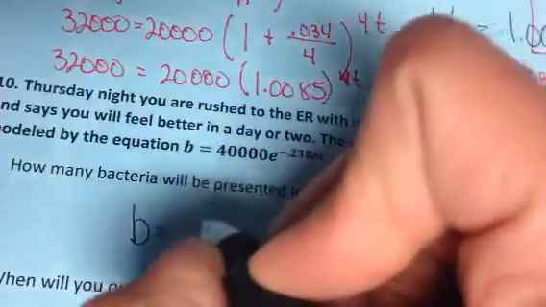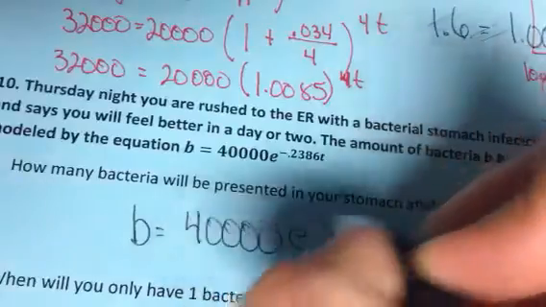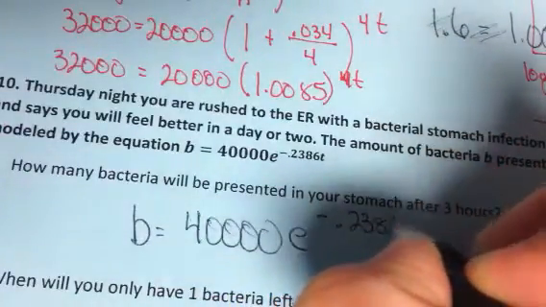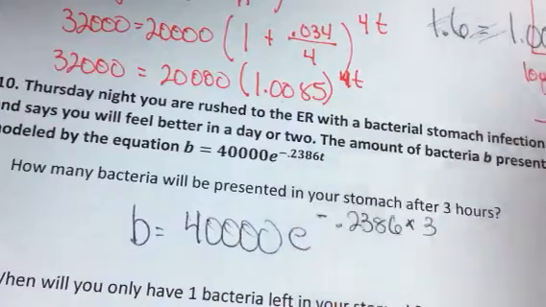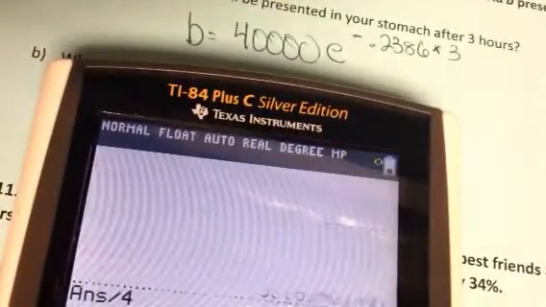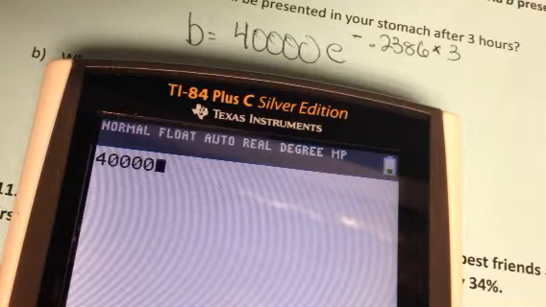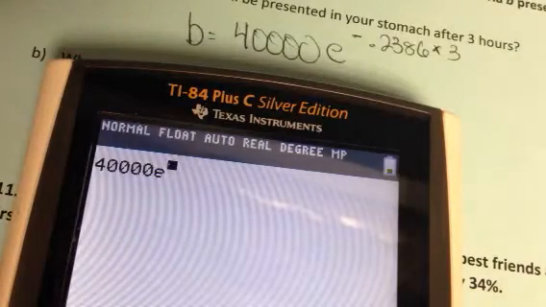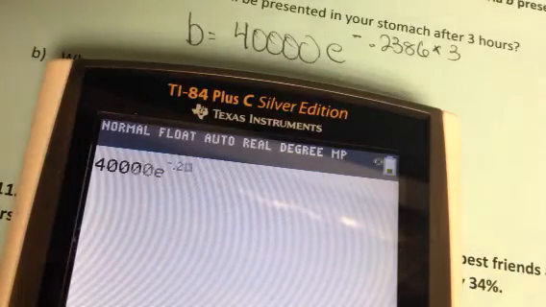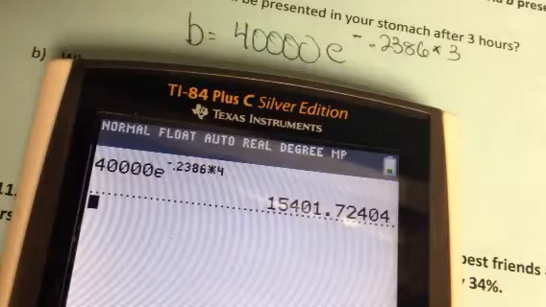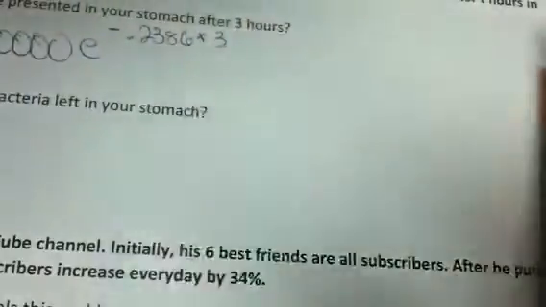And then you can actually just go to your calculator and type in 40,000 e to the negative, and then just take this times 3. So on your calculator, that would look like 40,000. Yeah, that's enough zeros. Do the second ln button, and then it just builds an exponent for everyone. You can put negative 0.2386 times 4. And that's how much bacteria is left after 3 hours. It should be going down. So you get 15,401.724 bacteria. So when will you only have 1 left in your stomach?